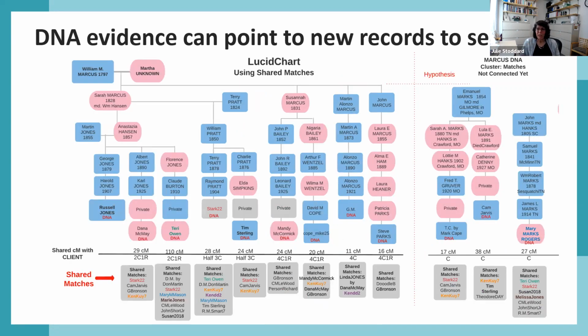Here's another example of the same thing. This is the same chart we just looked at, but I have 3 more DNA matches who I cannot get out of Crawford, Missouri. Notice that they're in Tennessee and Missouri. So I have this hypothesis that these people, because they share with all the same descendants, are going to come from the same William Marcus. So if I start looking for records on these people, I might find new records to help lead me to Martha's surname. That was our research goal.